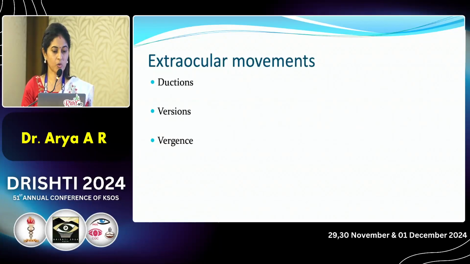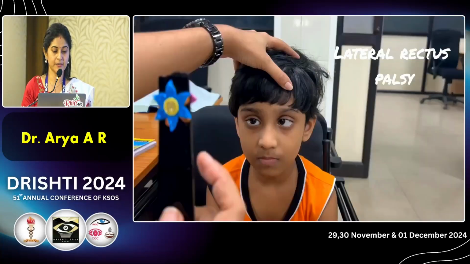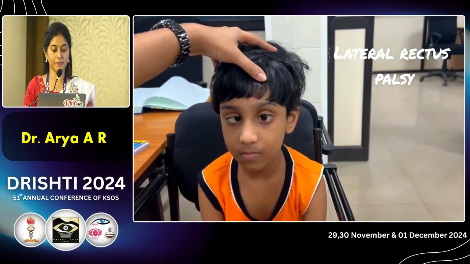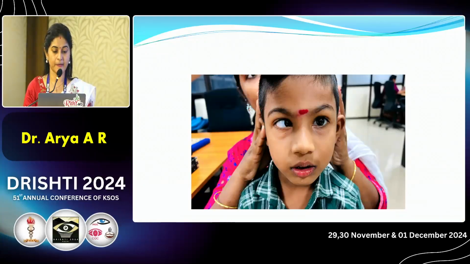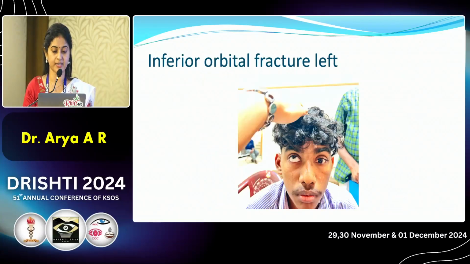Now coming to the extraocular movements, you should record the uniocular movements, ductions, binocular versions and vergence in the 9 gaze positions. So in the video you can see the child is not able to abduct the left eye. The child was having a lateral rectus palsy. Again the child is looking towards his left side. Abduction is limited in the left eye, and in the next slide you can see that there is a retraction of the globe, narrowing of the palpebral fissure as well as a downshoot on adduction. So this child was having Duane's retraction syndrome.